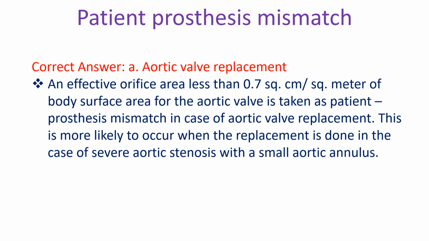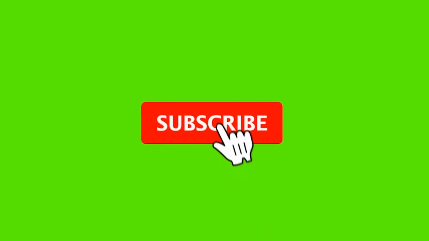An effective orifice area less than 0.7 square centimeter per square meter of body surface area for the aortic valve is taken as patient prosthesis mismatch in case of aortic valve replacement. This is more likely to occur when the replacement is done in the case of severe aortic stenosis with a small aortic annulus.